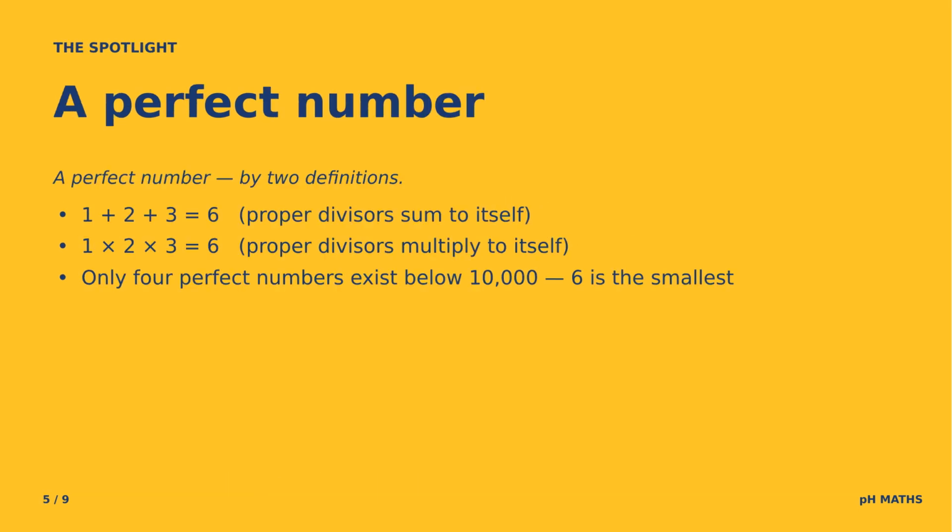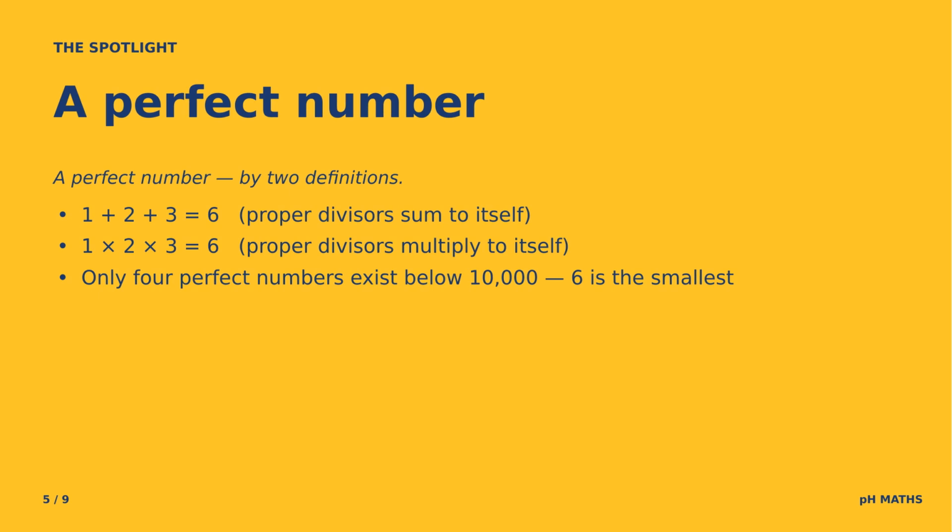Tidy. A perfect number. 6 earns the title perfect by two definitions, and they happen to give the same answer. Definition 1. The proper divisors of 6 are 1, 2, and 3. Add them together. 1 plus 2 plus 3 is 6. The divisors sum to the number itself. Definition 2. Multiply those same divisors. 1 times 2 times 3 is 6.